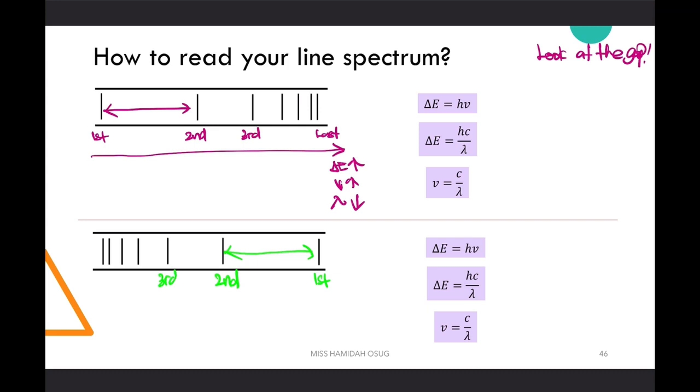So we look at the largest blank area. So it is on the right. So meaning to say your first line is on your right and your last line is on your left. So kita akan baca dia daripada kanan ke kiri. So daripada kanan ke kiri, delta E meningkat, V meningkat, wavelength akan menurun.